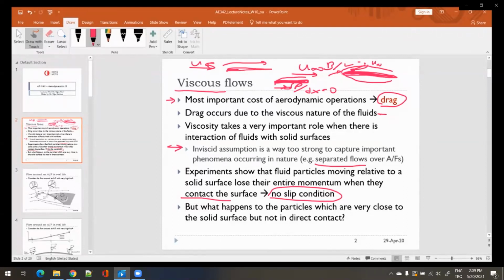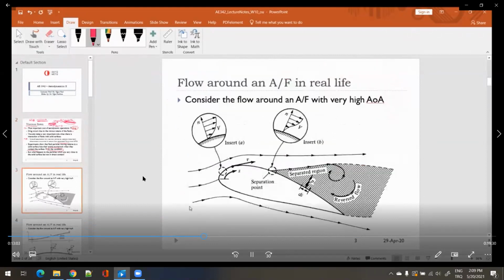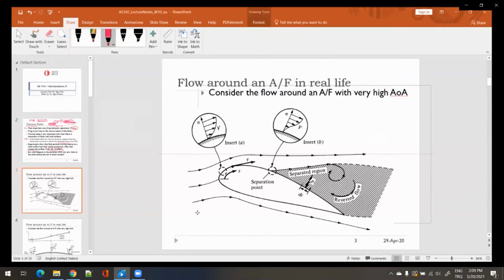So yes, let's continue. This is just a typical description of flow around an airfoil in real life, meaning now including viscous effects. We have all these nice streamlines oncoming towards the flow. Just a second. Okay, we have this.